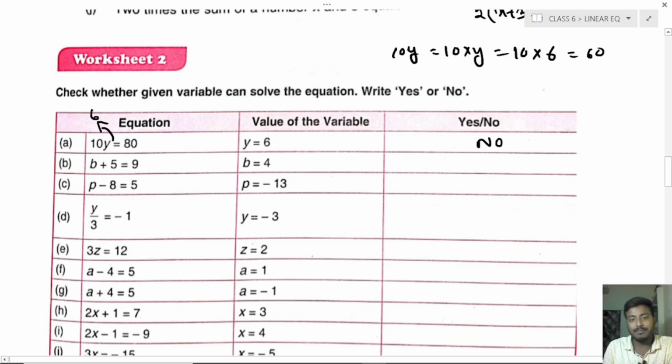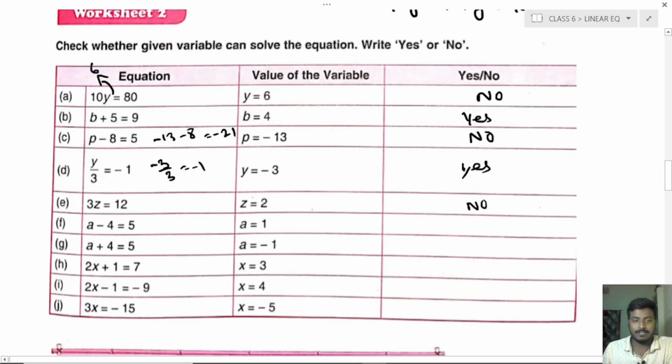Now similarly put b equal to 4. So 5 plus 4, 9. Yes. Next, p equal to minus 13. So minus 13 minus 8, so minus 21. But here it is 5. So this is false, that is no. Similarly, y is minus 3. So minus 3 by 3, yes, minus 1. So true, that is yes. Next, 3z equal to 12, z equal to 2. So 3 into 2 is how much? 6. Equal to 12? No. So that is no.